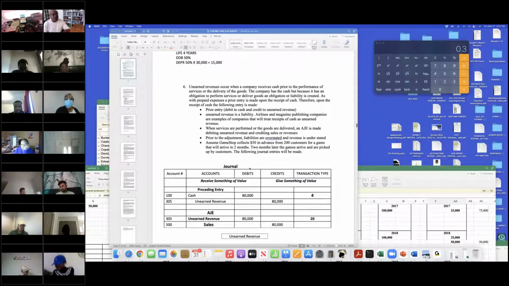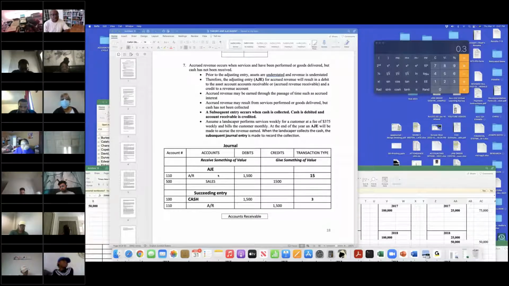Let's look at accrued revenue. When we're dealing with accrued revenue, we've earned some income, but we have not received the cash. So say your landscaper works each week and your charge is $375 a week. So the landscaping company, the owner, has his worker come out and do the work each week. At the end of the month, when the worker has worked 4 times for $375, he records the revenue. He debits accounts receivable and credits sales. We said that was a type 15. And so the worker has done the work.